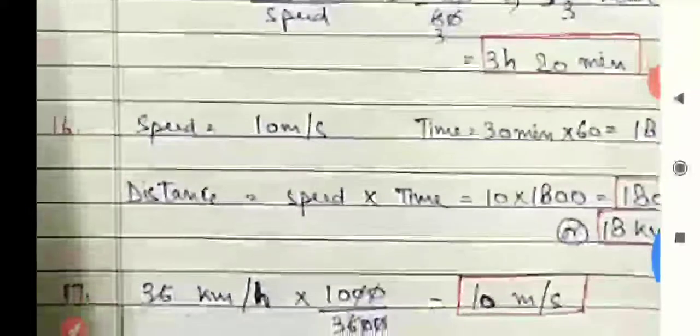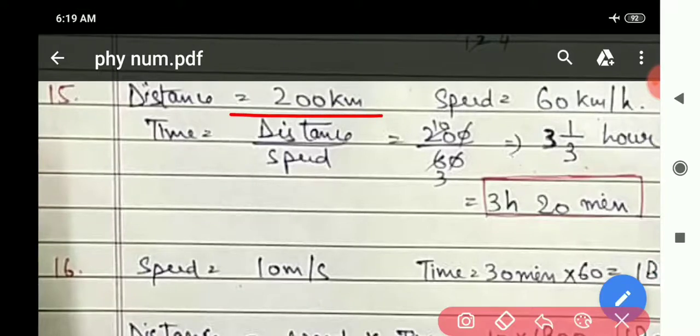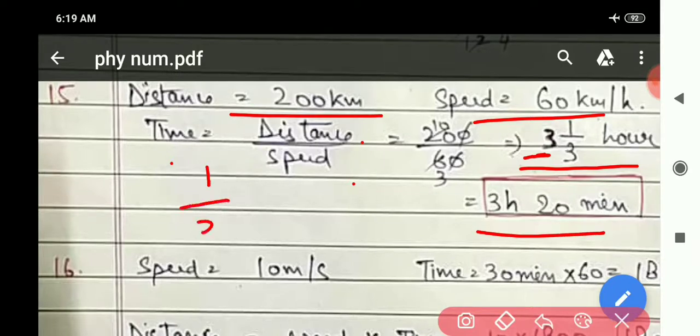See here, distance is given 200 kilometer, speed is given 60 kilometer per hour, time equals distance upon speed, so 200 upon 60, and we get answer 3 whole 1 upon 3 hours. Okay, so these 3 are hours and we have to convert 1 upon 3 hour into minutes, so that is equal to 20 minutes. How do we convert 1 upon 3 hour into minutes?